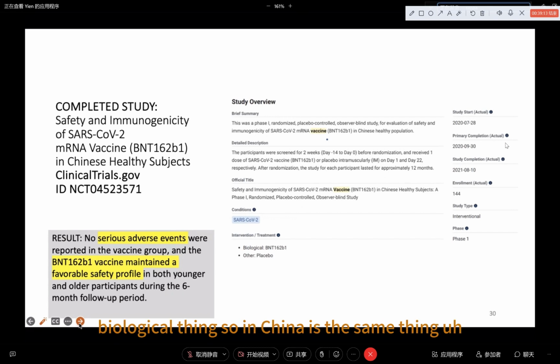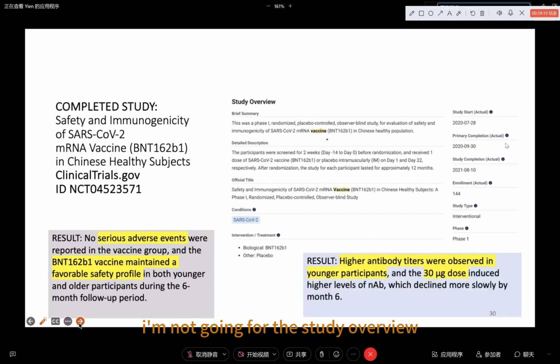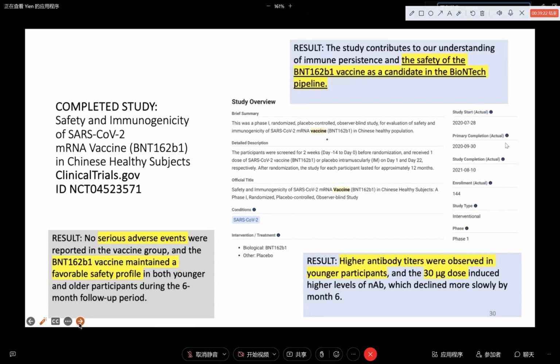In China, it's the same thing. There's the ID of the clinical trial and the study overview. I'm not going through the study overview. I will just talk about the result of this study, because here we need to look at the result. In the result, there is no serious adverse event, which means they passed from phase 1 to phase 2, because no serious adverse event was observed.